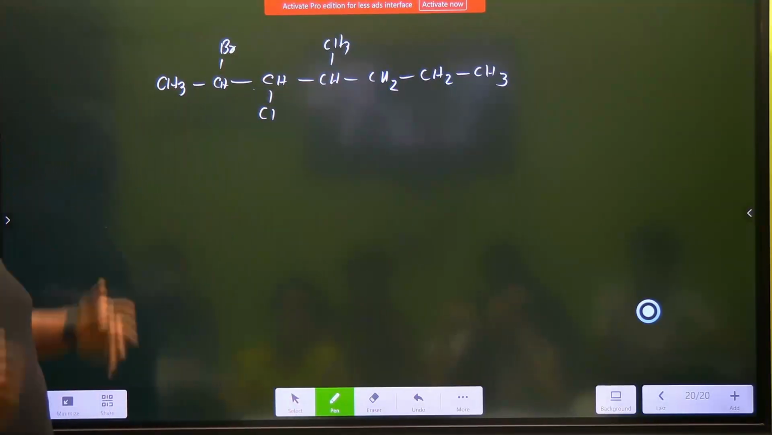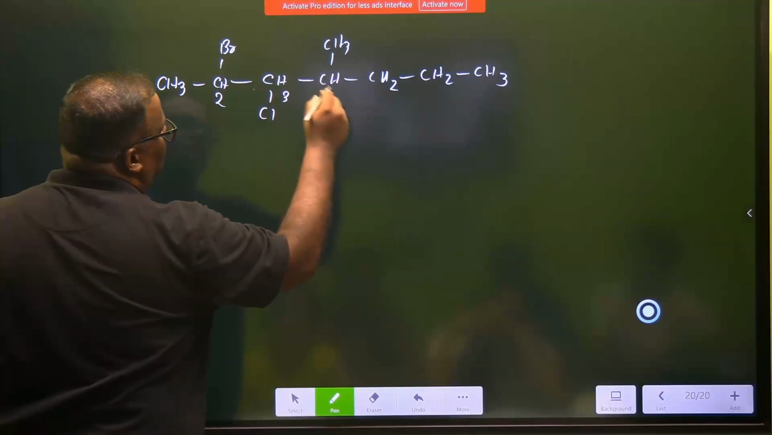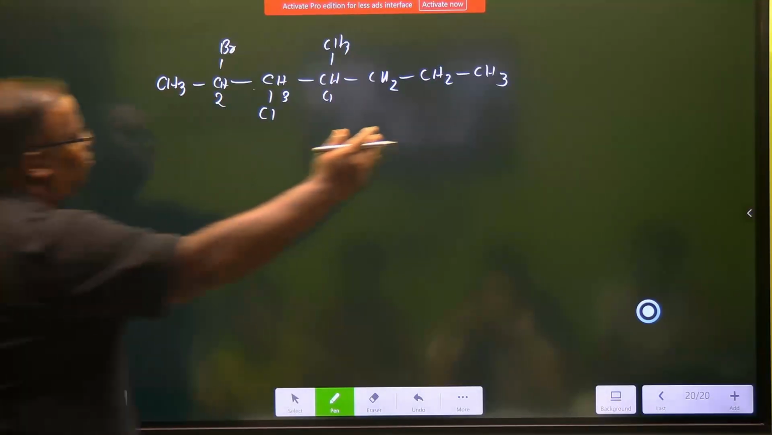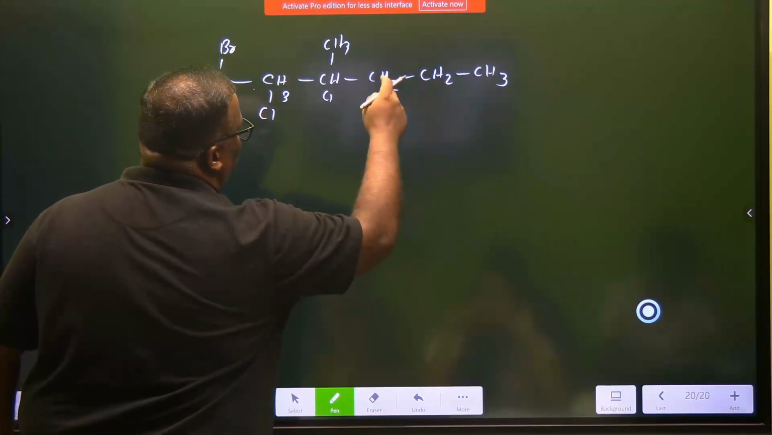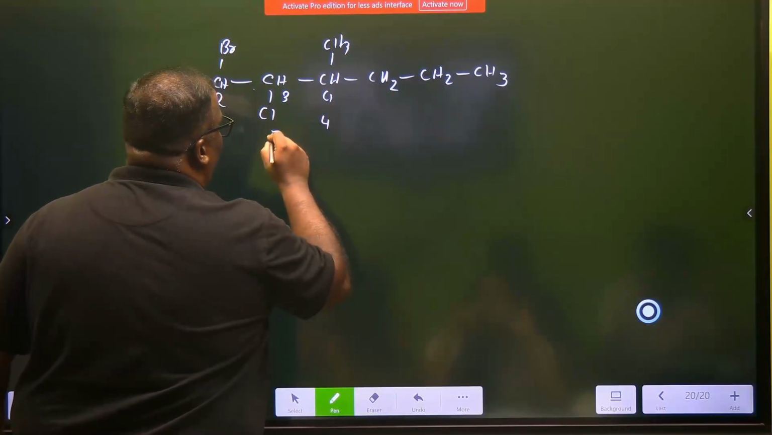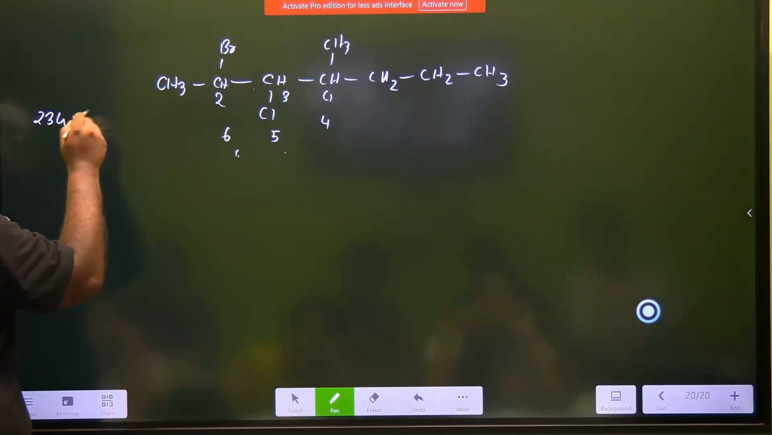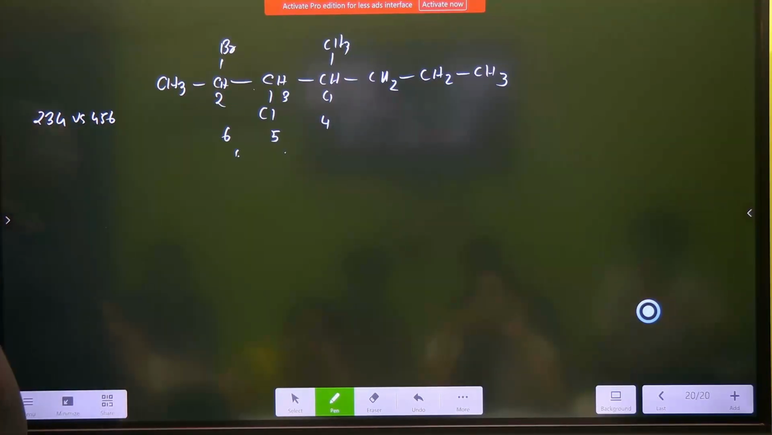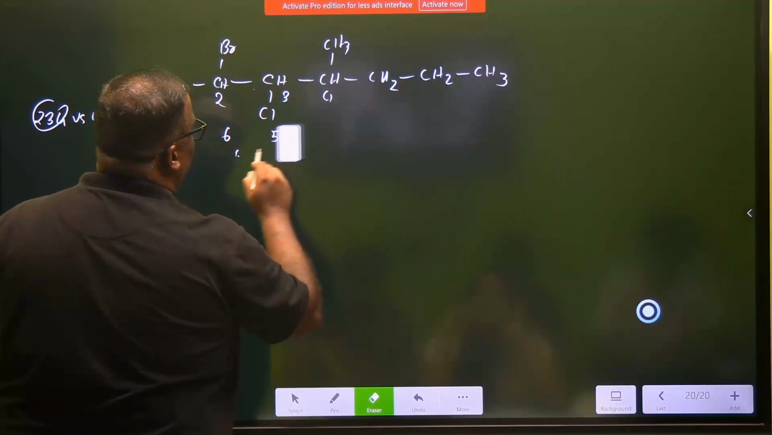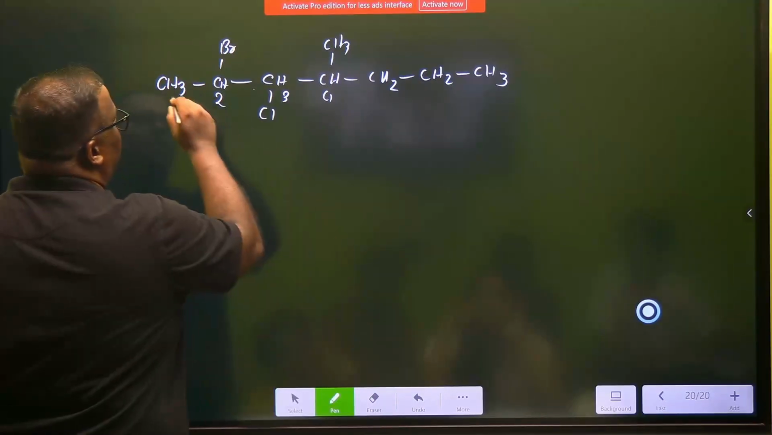Now, how do you choose the longest chain? Let's go this way: 2, 3, 4. If you come from this side, what numbers do you get? 1, 2, 3, 4, 5, 6. Tell me, 2, 3, 4 versus 4, 5, 6, which is the smaller number? 2, 3, 4. That means this way you are not allowed to name it. We will name it only in this way. Is this clear? How to select the longest chain?